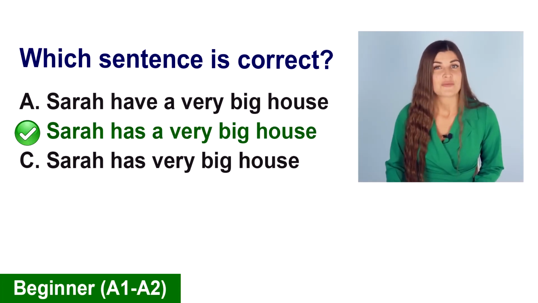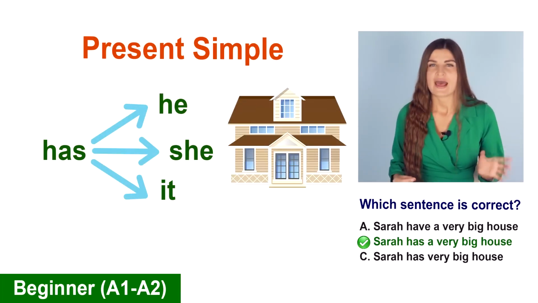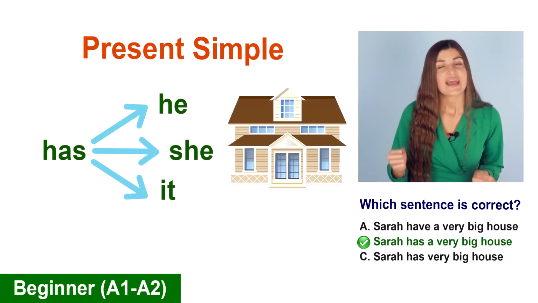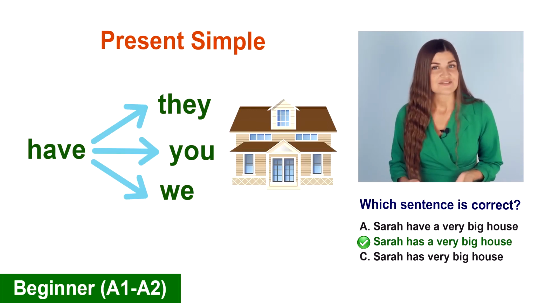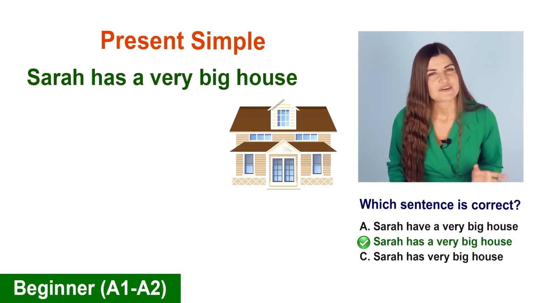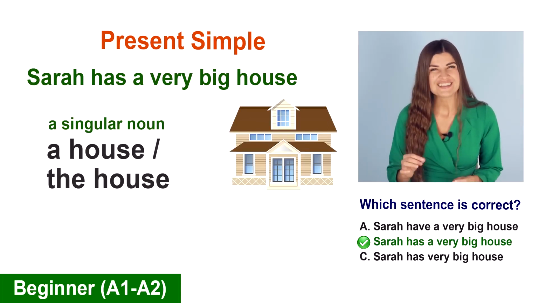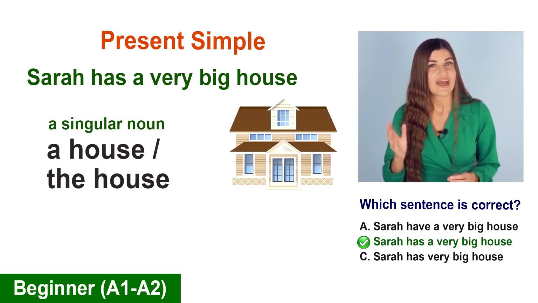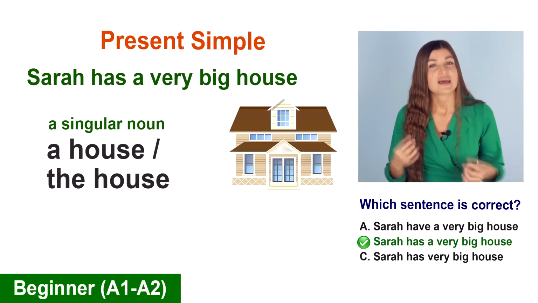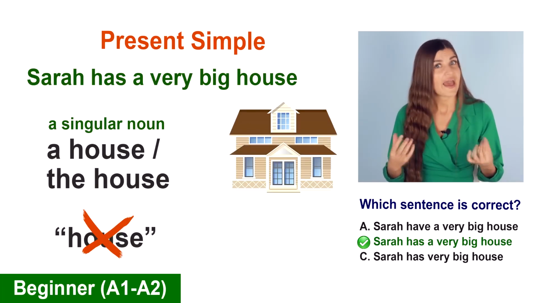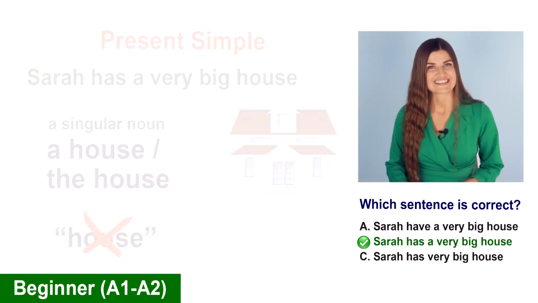When we use the verb have in the present simple tense, we should use has for he, she, it, and have with they, you, and we. The correct answer is B. Sarah has a very big house. But why do we say a big house? For singular nouns, we use an article: a, an, or the. In this case, we have a noun house, so we must say a house, not just house. That's why B is correct.